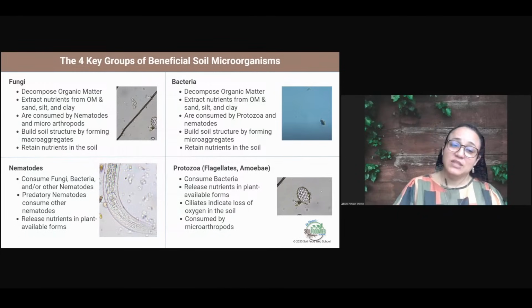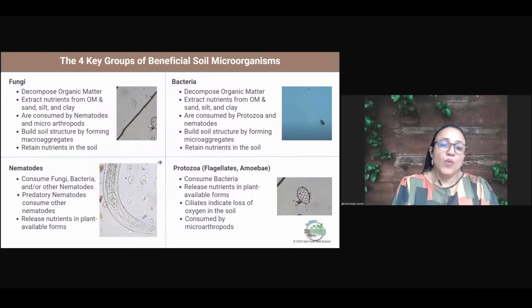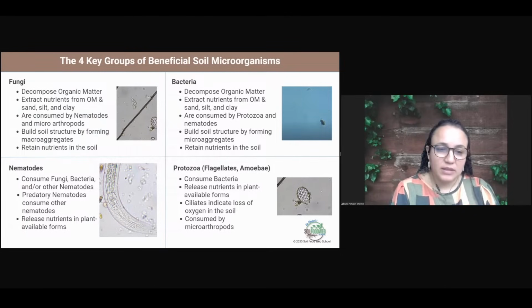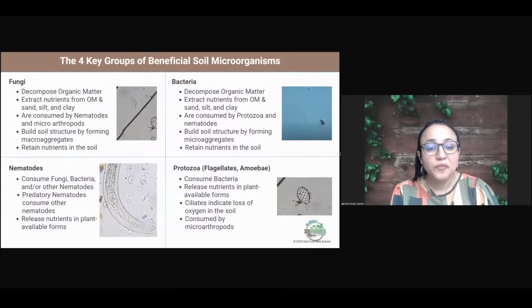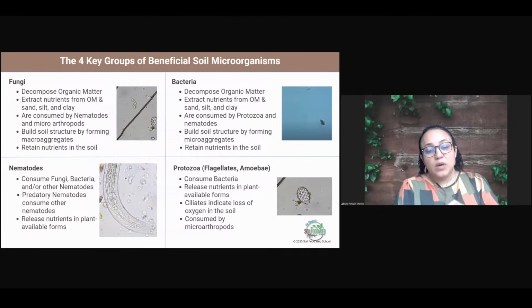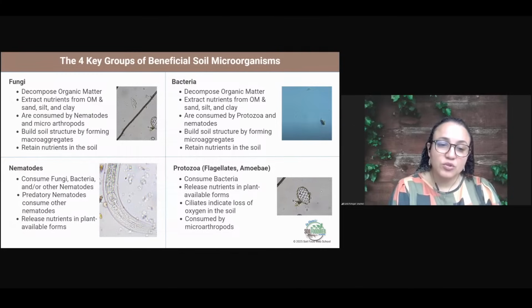Which takes me to the nematodes as our fourth major group. We have four essential groups of nematodes that we classify here at the school. We have the bacterial feeding nematodes, fungal feeding nematodes, the predatory nematodes, and the root feeding nematodes. Each one of them, each group of them, will also contribute to the nutrient cycling, but they target different groups.